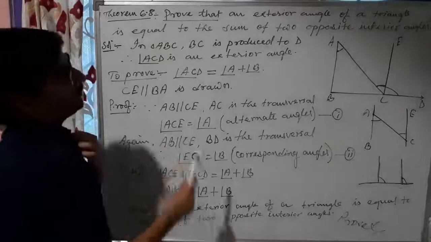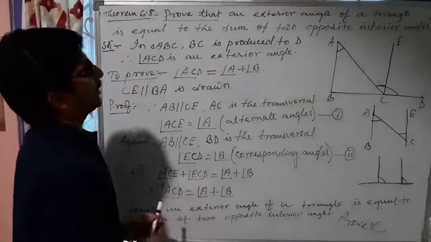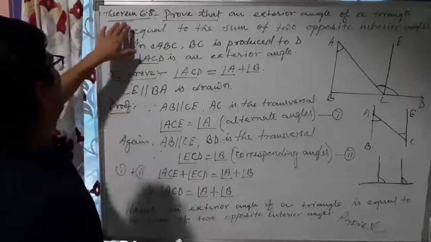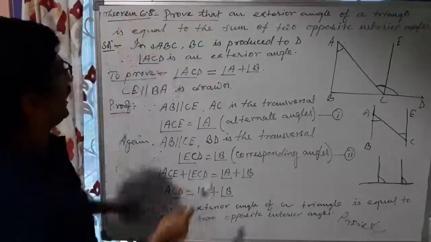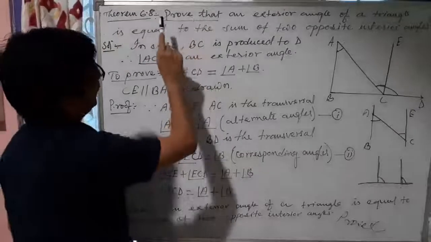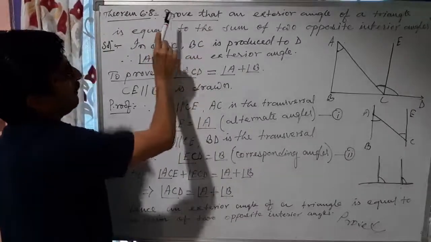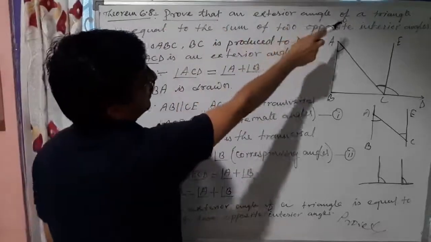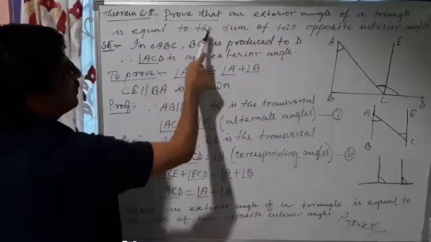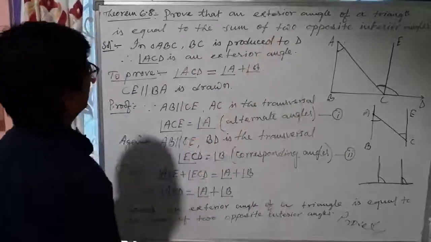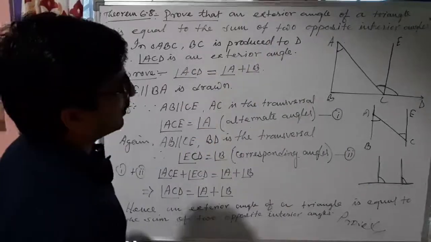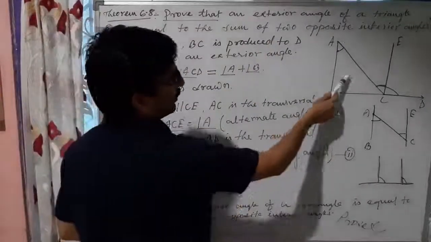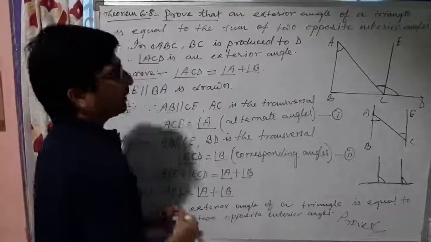So the proof of this exterior angle property is given as Theorem 6.8, and I have written it as a question. The question is: prove that an exterior angle of a triangle is equal to the sum of the two opposite interior angles. To prove this, we need a triangle with an exterior angle.